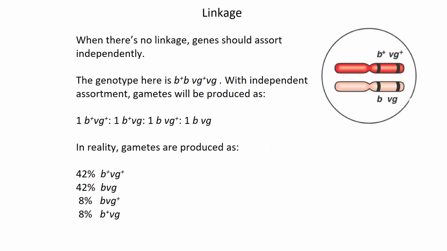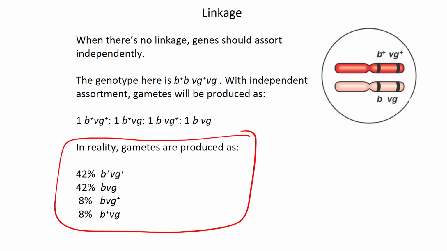skewed numbers, right? This is what we actually see in that cross, because the B VG plus and the B plus VG are considered recombinant, right? Meaning they kind of went against the genetic linkage rule, right? But only 8% of them did that, and the other 8%, obviously, right? The other 42 and 42 stayed how they were, right? Because it's a much higher probability that crossing over doesn't get right between them, and they just stay together.